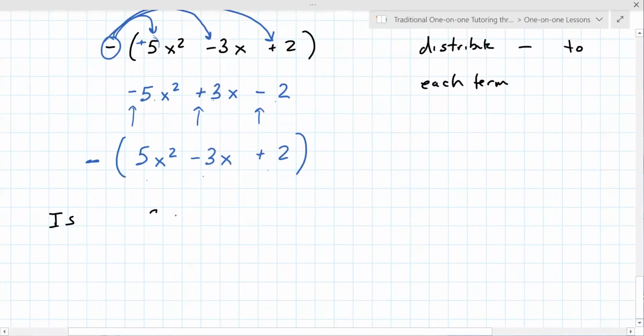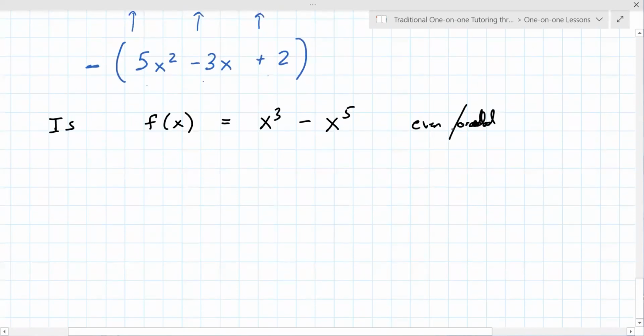Okay, let's try another one here. Let's do f of x equals x cubed minus x to the 5th. Is this even or odd? To do this, it doesn't matter whether it's asked for even or odd. You have to first figure out, what is f of minus x? So if you've got your paper there, it's minus x cubed minus a minus x to the 5th.